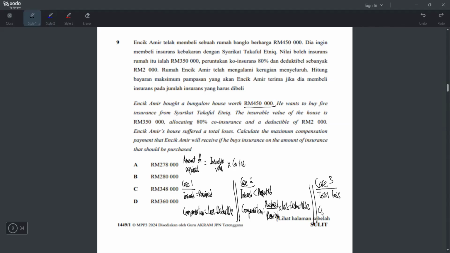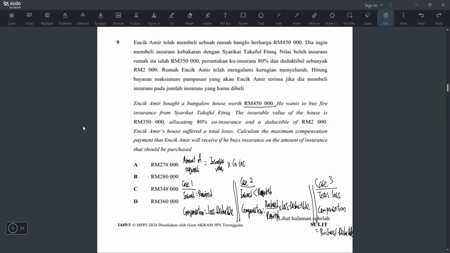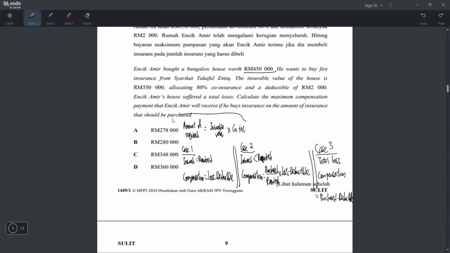If it's total loss, then the compensation will just be the amount purchased. The purchased minus deductible, right? This one is kalau total loss. Total loss means kerugian menyeluruh, like the whole house burned down. So if you know all this, then baru you boleh buat soalan ni. So you need to know this one.